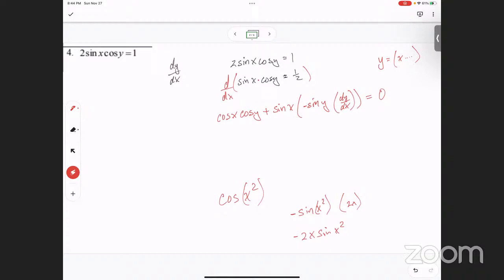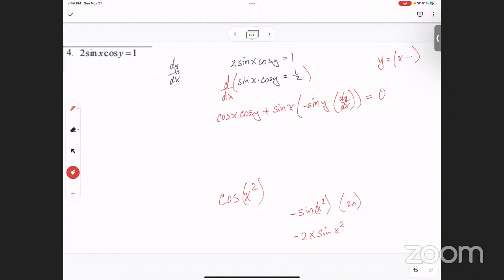That makes sense? Yeah, I think so. Okay. So then, would that just be... But now I'm not done, because remember, I'm trying to solve for dy dx, right? So I have to figure out a way to get this by itself.